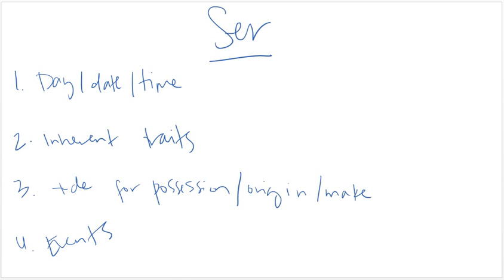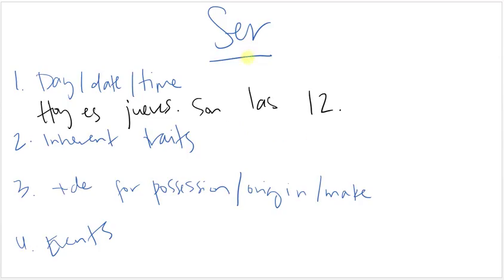Okay, so when do you use them? For ser, you're definitely going to use it with day or date or time. So if you say, hoy es jueves, son las 12. Generally, when you think about ser and estar, a lot of times you think of ser as permanent and estar as temporary, but that's not always the case, which is why you need to know the rules, because it's not always Thursday and it's not always noon, but day, date, and time are always going to be ser no matter what.